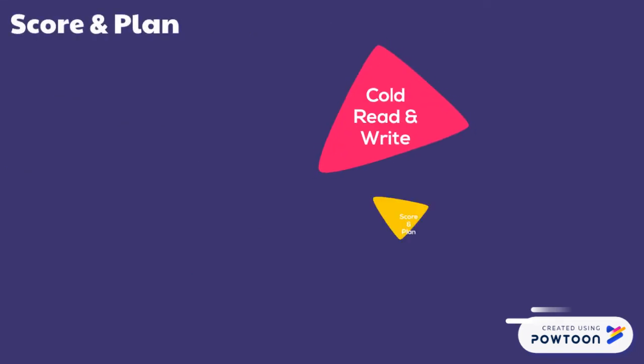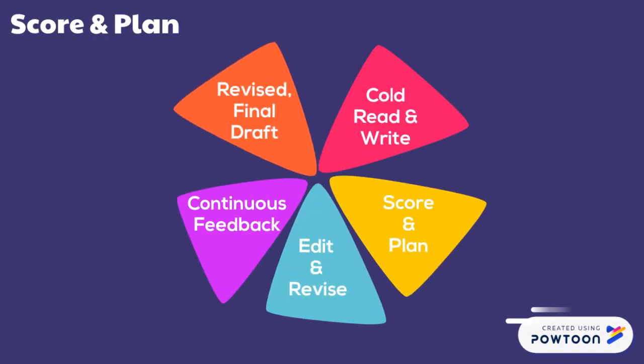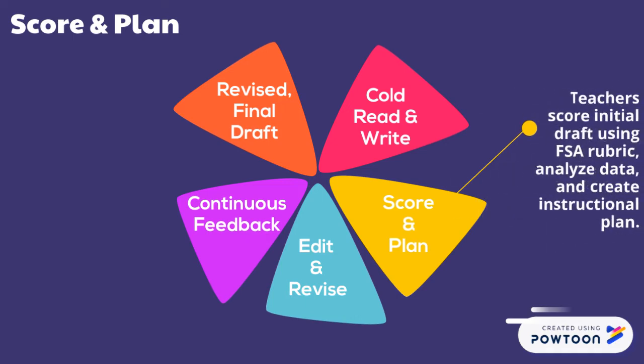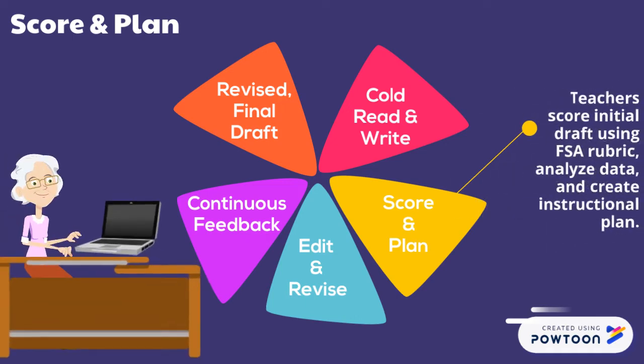You will need to score the initial draft as soon as possible using the appropriate FSA rubric. Based on their initial scores, you will need to identify a differentiated course of action for each student to ensure they are developing the writing skills they need the most help with, such as purpose, focus, organization, evidence, elaboration, or a combination of the writing components.